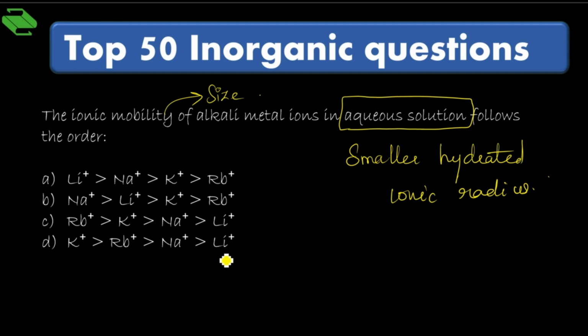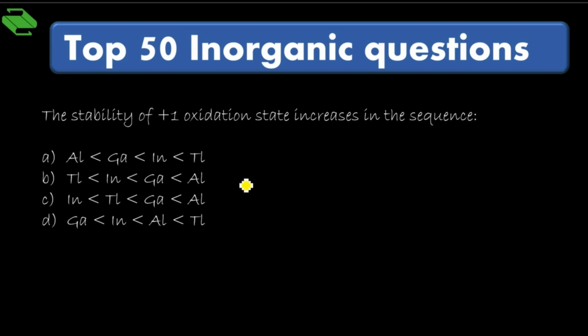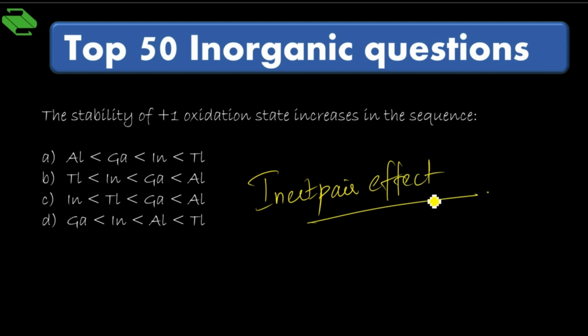So the right answer to this question is rubidium, then potassium, sodium and lithium. Stability of pleasant oxidation state increases in the sequence. Okay. So the stability of pleasant oxidation state increases down the group because of the inner pair effect, isn't it? So the reluctance of the s electron to donate or participate in the reaction. So because of the inner pair effect, the stability of pleasant oxidation state increases.